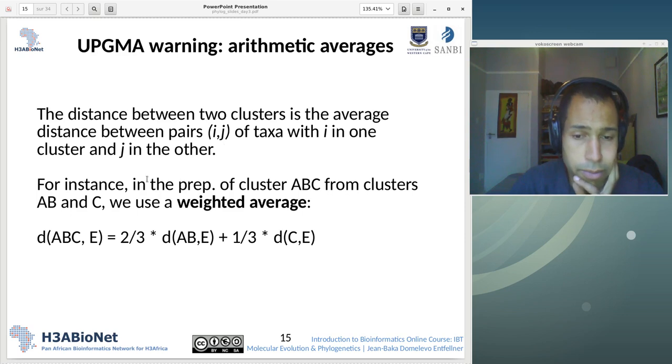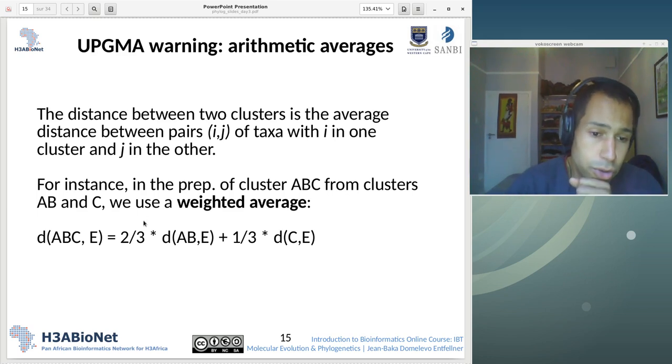For instance, in the preparation of cluster ABC, imagine you already know clusters A, B, and C. You already have built clusters A, B, and C. The distance between A, B, C, the new cluster, and taxon E will be made of 2/3 of the distance from AB to E, and 1/3 of the distance from C to E. Okay, so there are weights corresponding to the relative abundance of taxa in this group AB versus this group C. Here you have 2 taxa, here you have only 1 taxon.